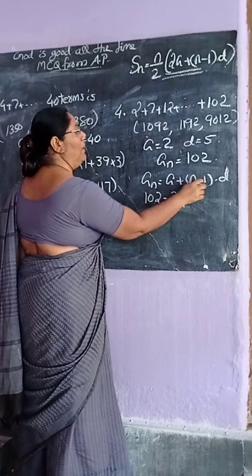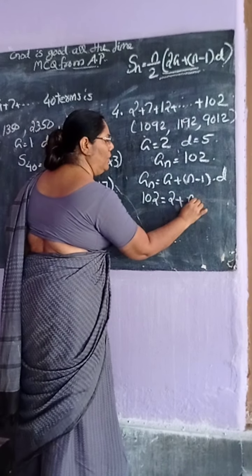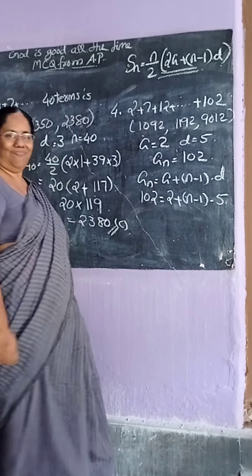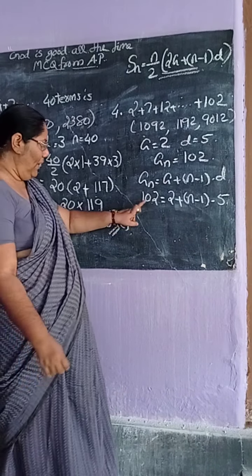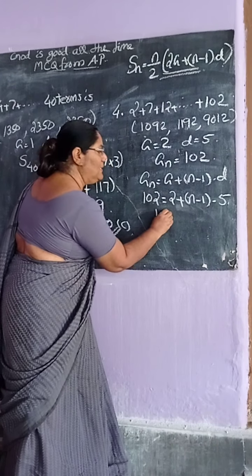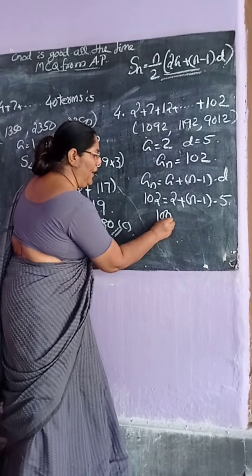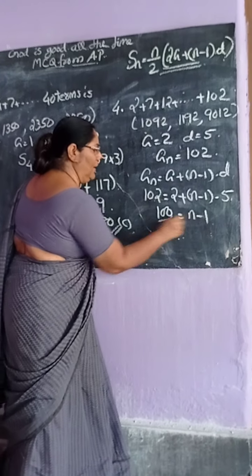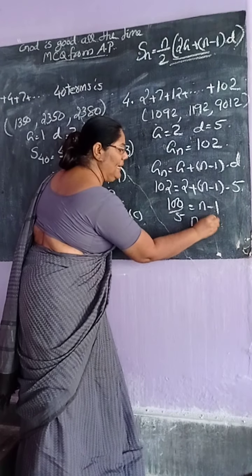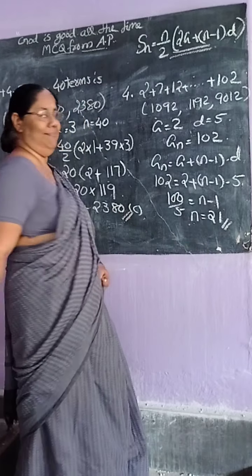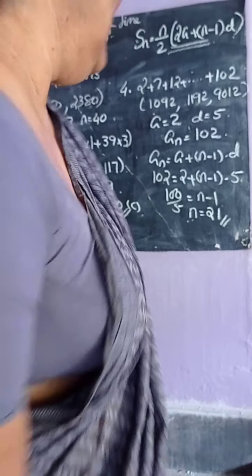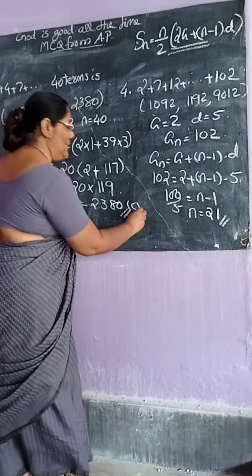2 plus N minus 1 into D, which is 5. Okay, students? Then 102 minus 2. What is 102 minus 2? Yes, 100. Then one more step, 100 by 5 equal to N minus 1. What is 100 by 5? 20. 20 plus 1, 21. N is equal to 21. Yes, very good.